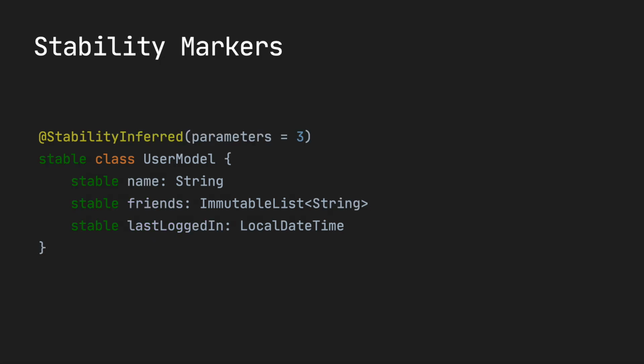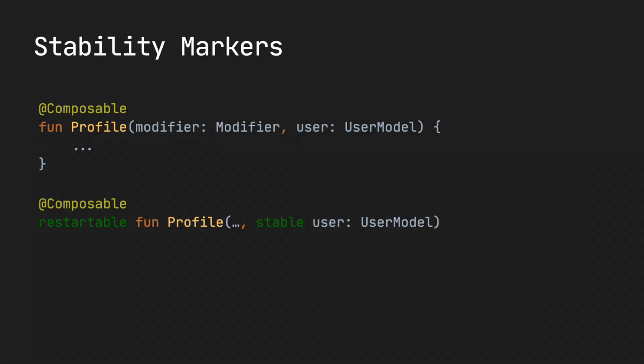When you resolve the stability issues of your type, it will synthesize an annotation where parameters, in this case, is 3 because there are 3 stable parameters for it. So that's what the argument means in that annotation there. So when you mark everything, it makes the compose function restartable, with a stable type. It also makes it skippable, and that's really important to know.